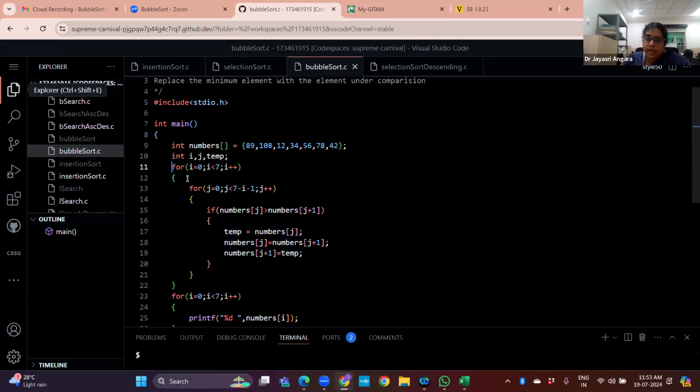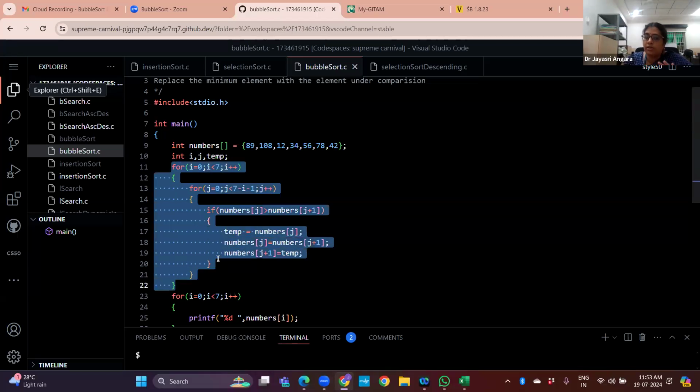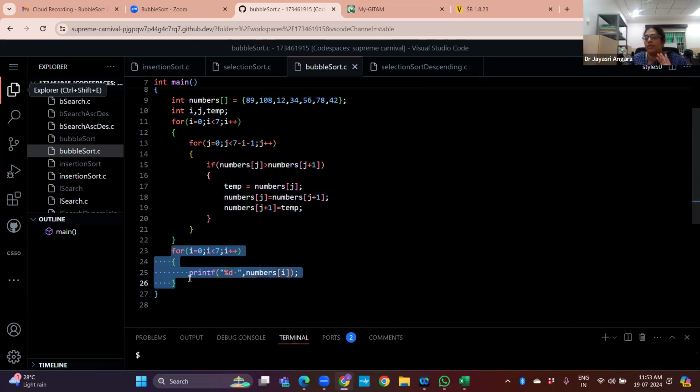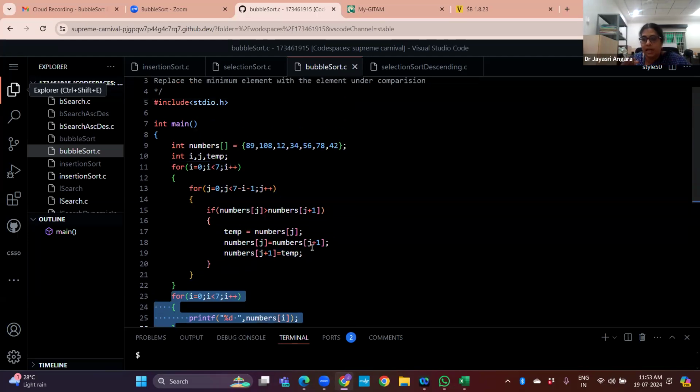Once this entire nested loop is executed, we can be sure that the elements within the array are sorted as per bubble sort. Those sorted elements are printed using another for loop. This is how we can convert our algorithm into code.